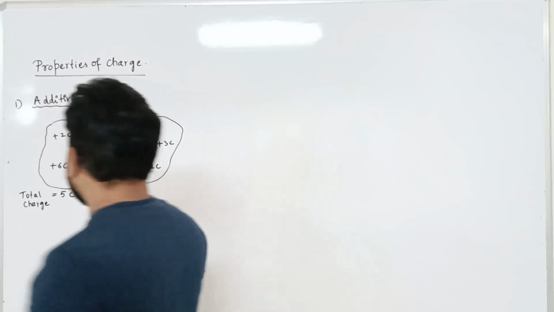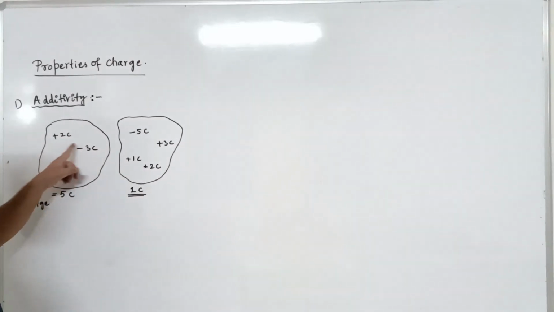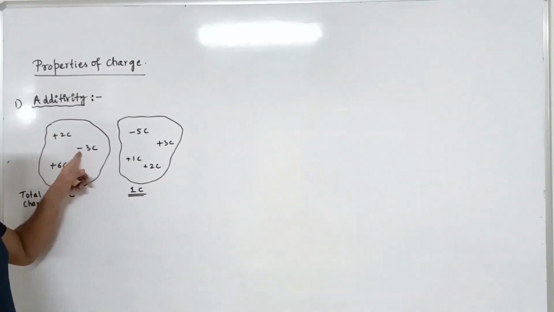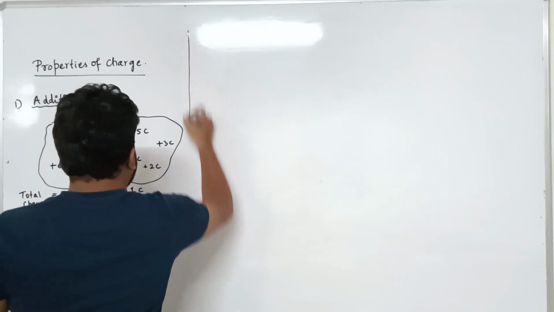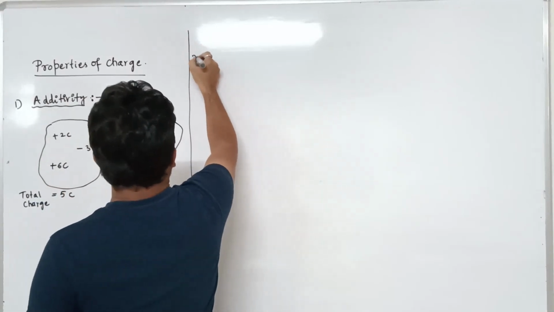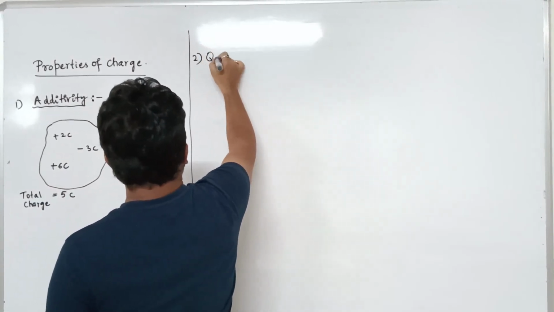Understood? So now, whenever we are adding the charge, we have to take care of the plus and minus signs. Got it? Now, this is the first property. The second property is quantization of a charge.